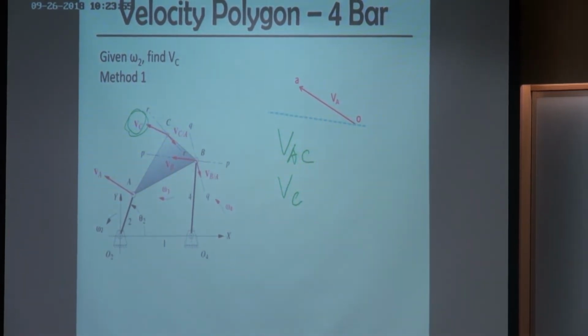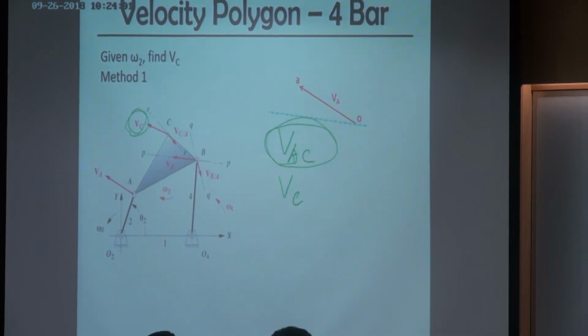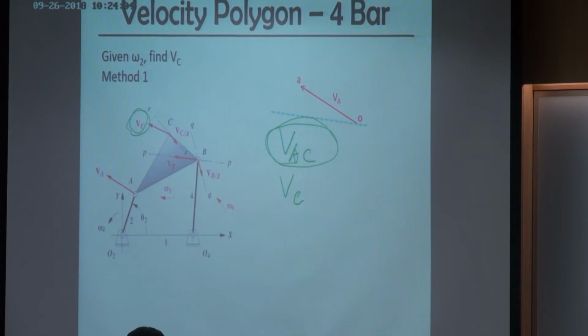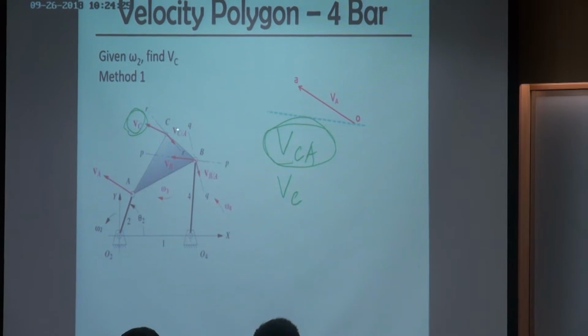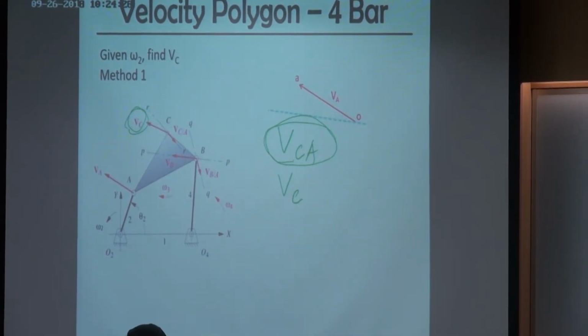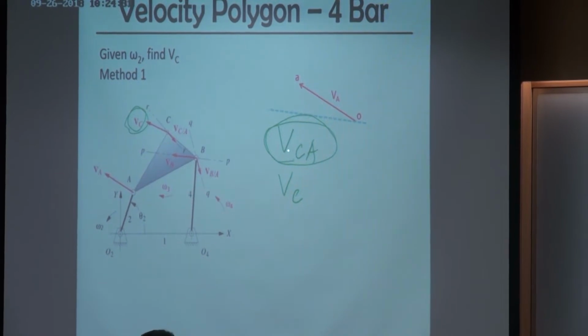Right now, can we find anything about VCA? Is it possible? VCA means the relative velocity between point C and point A. In this case, C and A are on a rigid link, so there is no deformation between these 2 points. The length between C and A is always fixed. So right now we can find the direction of VCA because it's a rigid link.